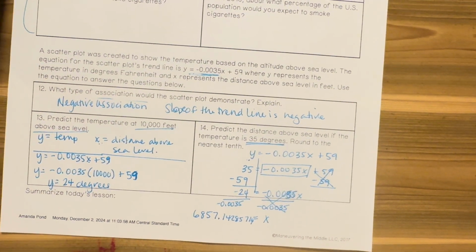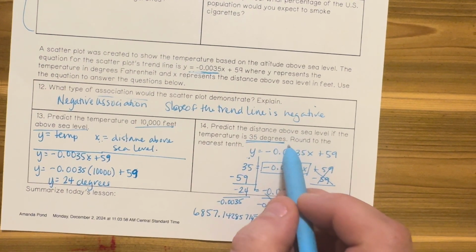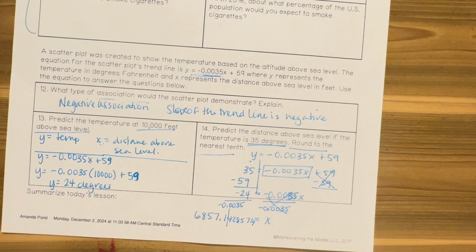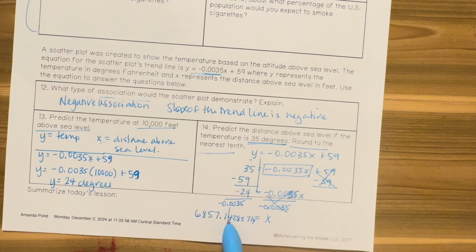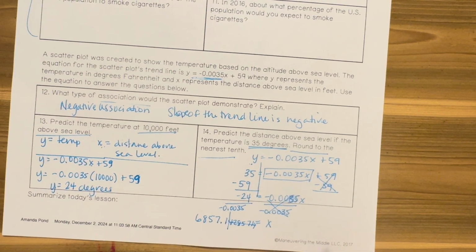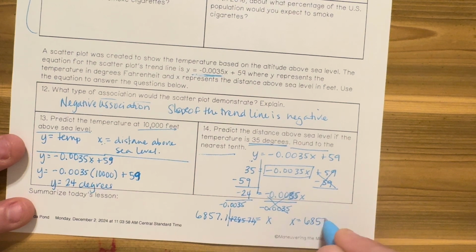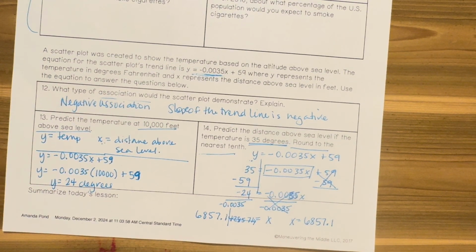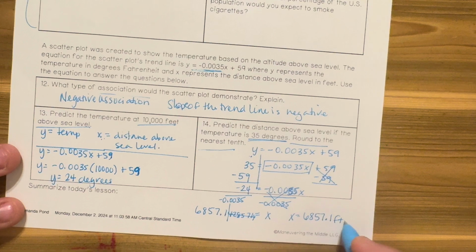I don't know, Miss Pond. There's a whole bunch of numbers there, right? So let's see what we need to do. Go back up and read the last part. Round to the nearest tenth. Tenth is 1 decimal place. This 4 tells this 1 to stay a 1, and you'll leave everything else alone. So x is equal to 6,857.1. And this is feet above sea level, so feet.